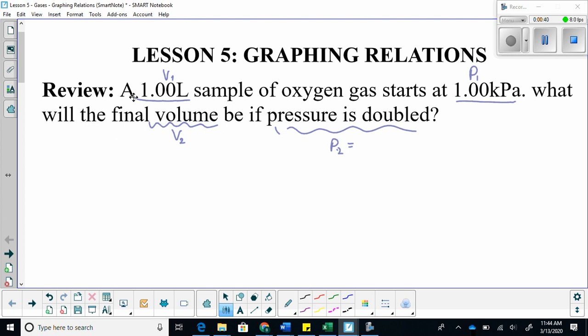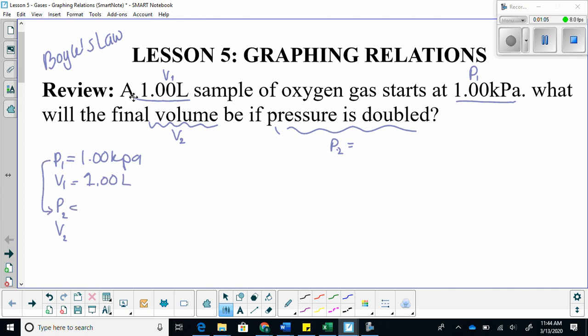So now let's set up our variables. P1, V1, P2, V2. What law is this? This is Boyle's law. Okay, we have 1 kilopascal, and volume is equal to 1 liter. Pressure, what happened to pressure? It was doubled, so times 2. So that gives me 2 kilopascals.